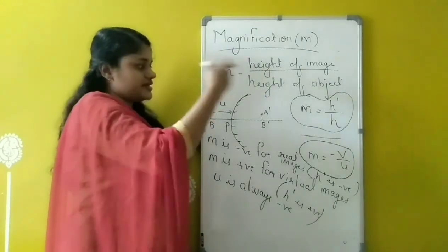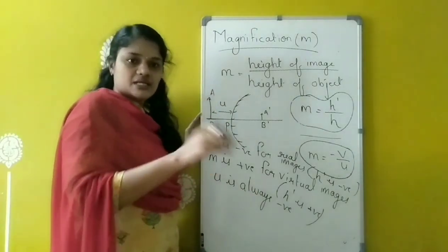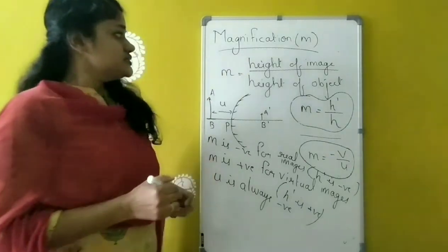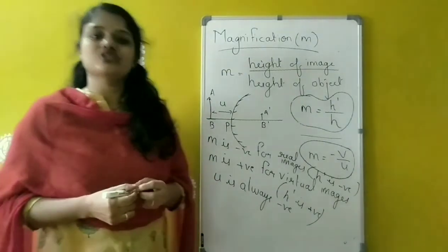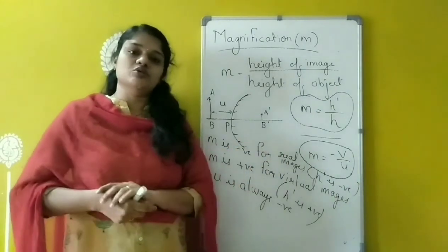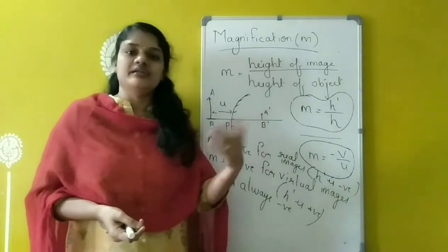The remaining sign conventions we can study when we are doing problems. Then we can study in detail in the next video. So this much only about spherical mirrors. The spherical mirrors portion is now over. Next we have to study about spherical lenses, and problems will also be there. We can deal with that in the next video.